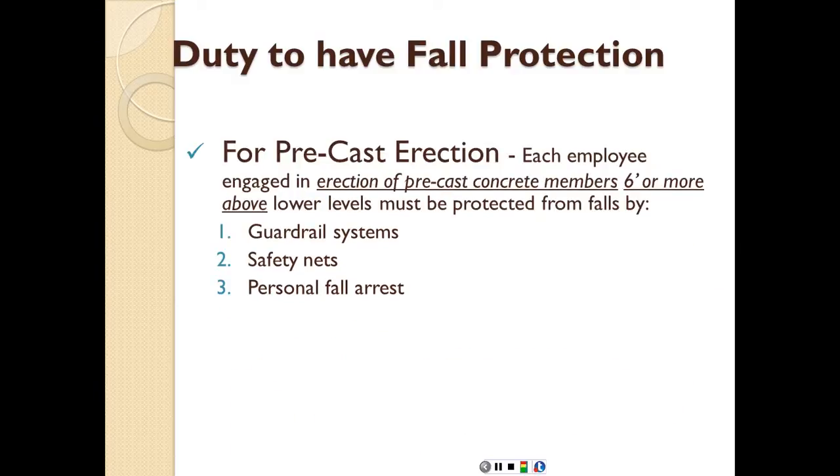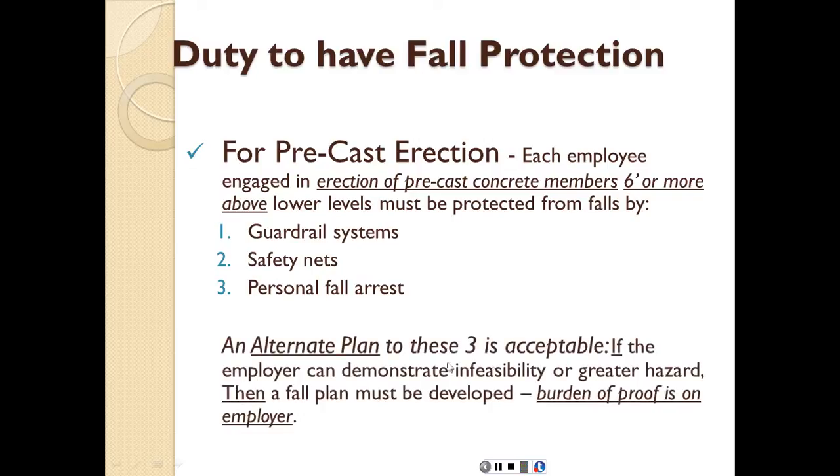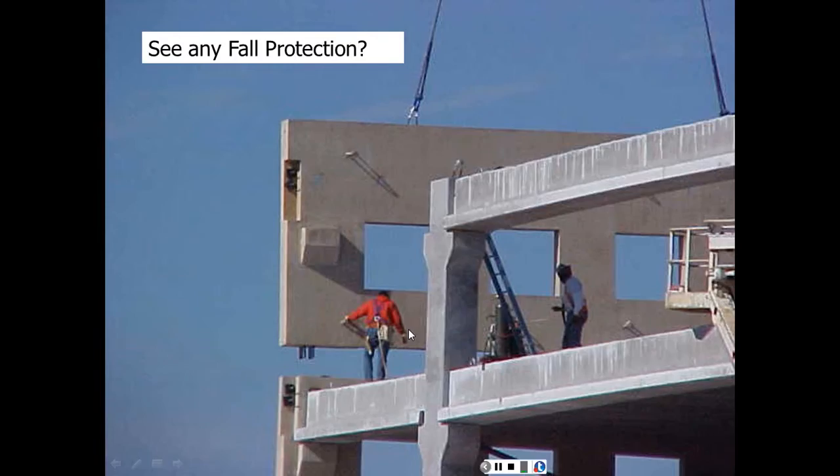For precast erection, each employee engaged in erection of precast concrete members 6 feet or more above lower levels, again, must be protected from falls using one of the 3 suggested methods: the guardrail system, the safety net, or the PFAS. Again, if none of these 3 can work successfully, then the burden of proof is on the employer to come up with the alternative plan.